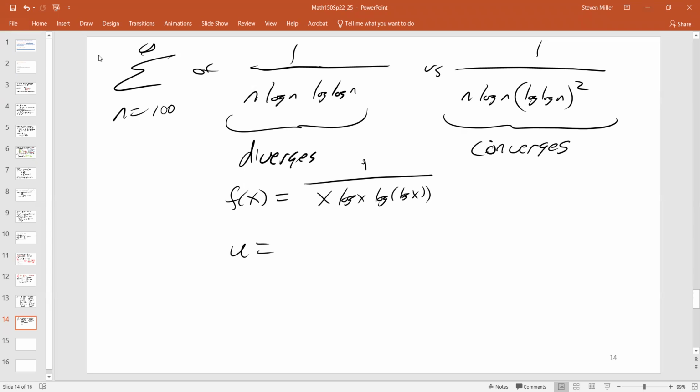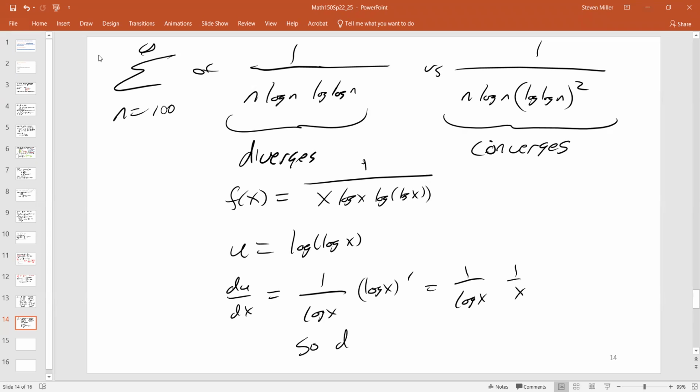So you could try log x; that is not going to work. You need another try. Log of log x. And note, if you do du dx, the derivative of log is 1 over, so I get 1 over log of x times the derivative of the inside, which is 1 over x. So I get 1 over log x times 1 over x. So du is 1 over x, 1 over log x dx. That's going to be very, very nice, and that's going to lead to an integral of 1 over u.